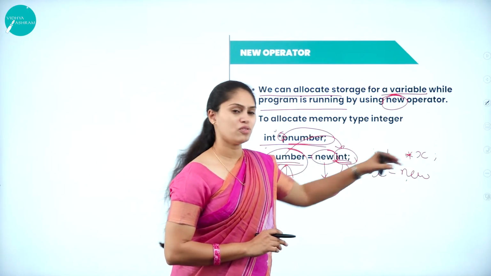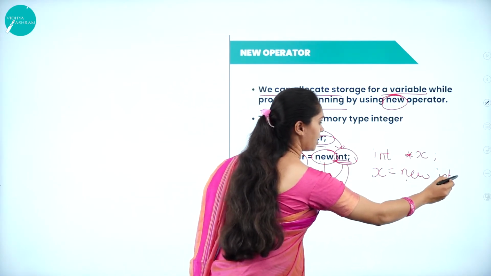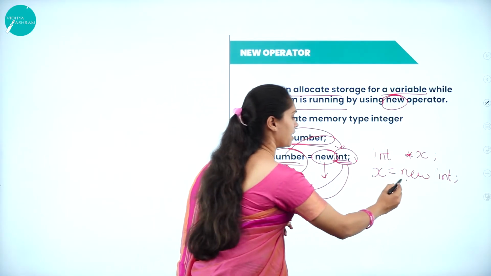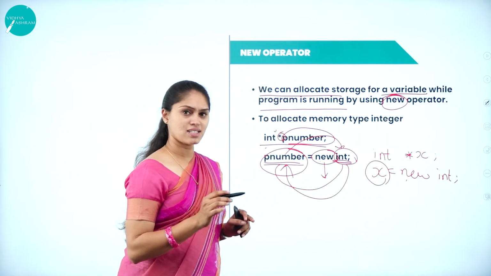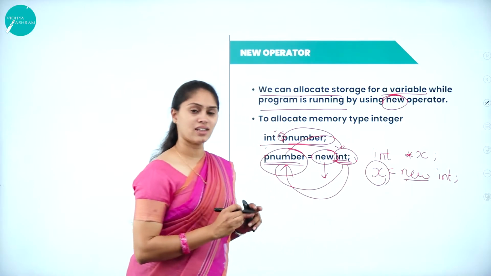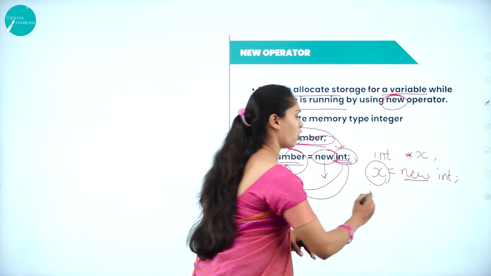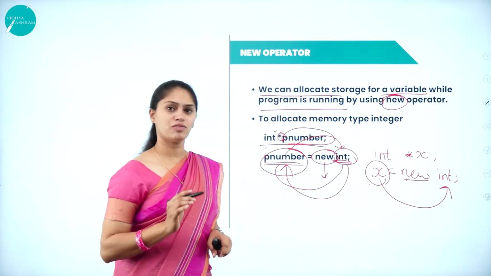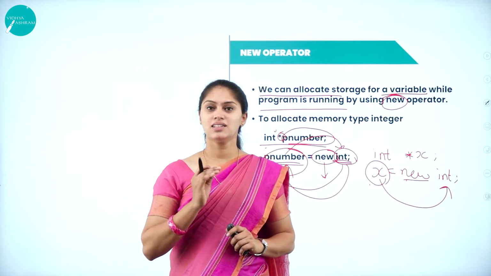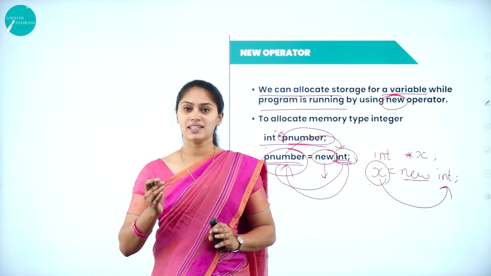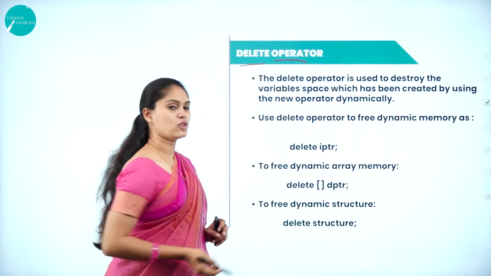And what is the data type of this pointer variable? That is int. I need to take this data type as int. So what does it mean here? I am allocating some memory space for the pointer variable x with the help of this new operator, dynamically, for the data type integer. So this is how allocation of the memory takes place at the time of program execution. So now we'll see how the delete operator is going to work.